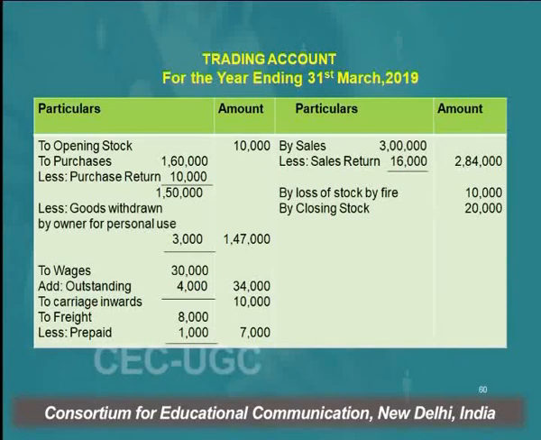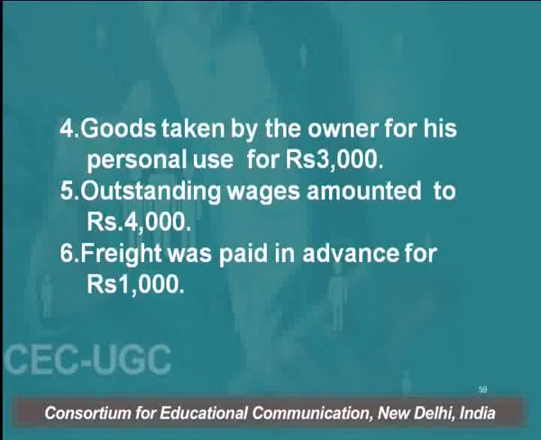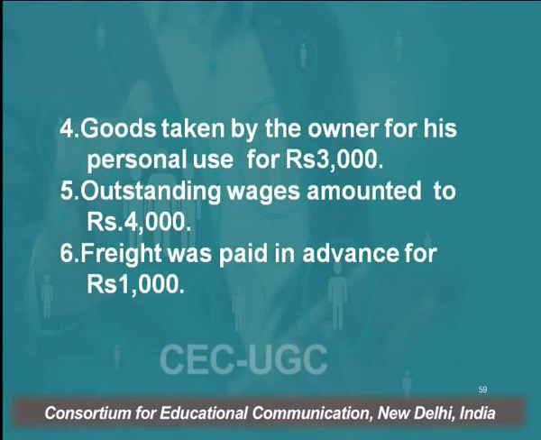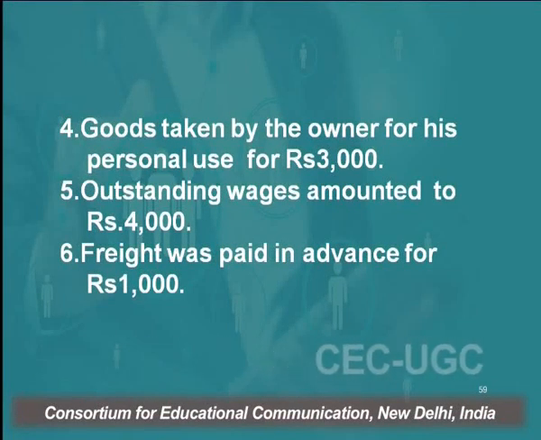Next item which is given on the debit side of the trading account is wages. Wages are given here 30,000 and we have added 4,000 as outstanding wages. As I already explained in the previous lecture, we follow accrual basis of accounting, and that says any expense which is related with the current year has to be shown in that year irrespective of the fact that it is paid or not.